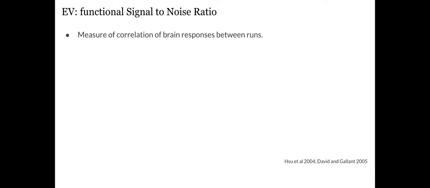And the last metric we looked at is explainable variance. What this one is supposed to capture is the correlation of brain responses between runs. So what this metric captures is that if your brain activity is completely uncorrelated across different runs, then this metric will give you a value of zero. But if your data is giving you exactly the same measurements across different runs, then this metric will give you a value of one. So again, higher is better in this case.